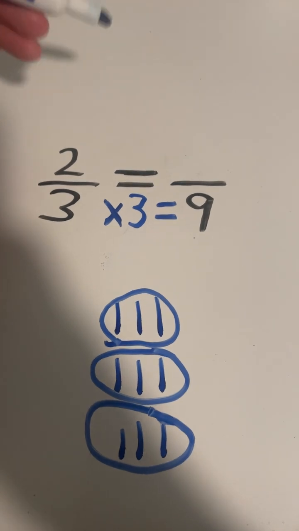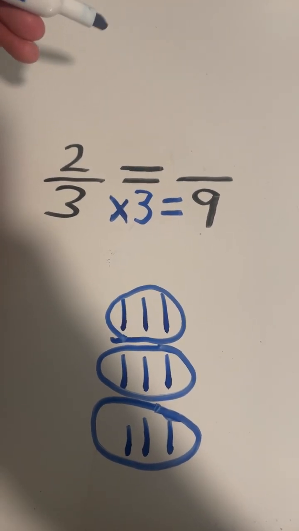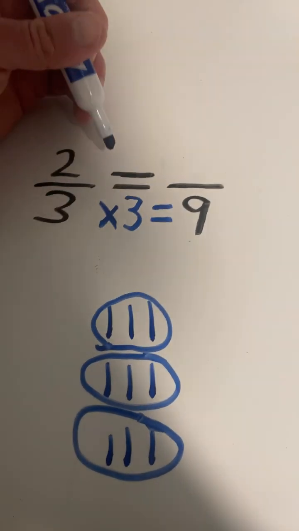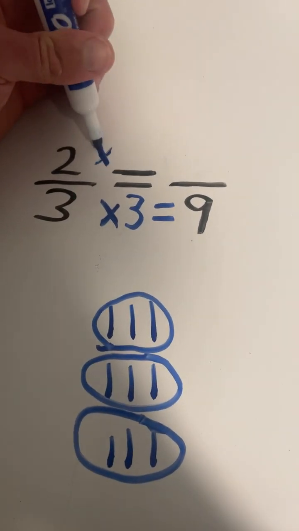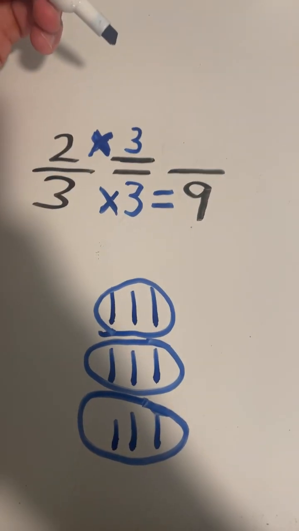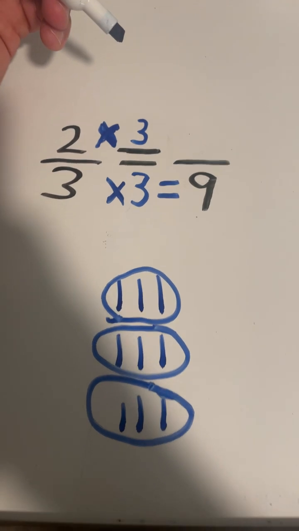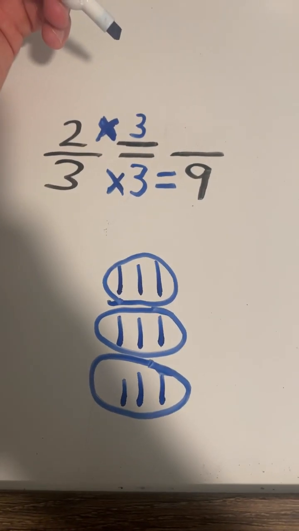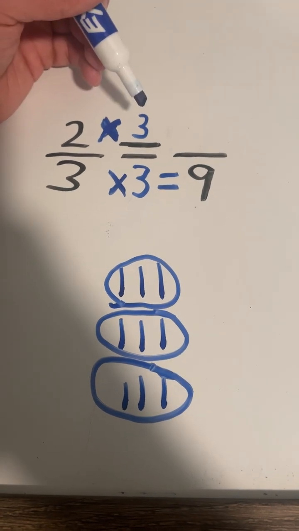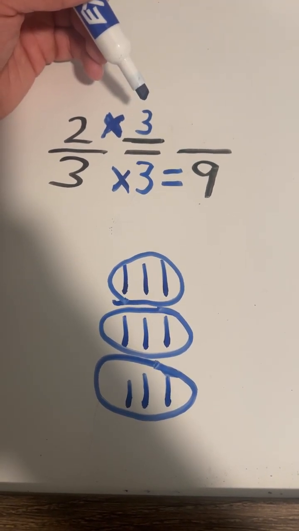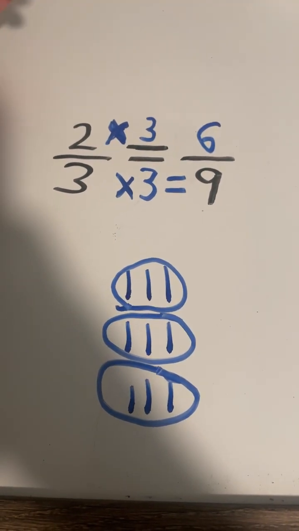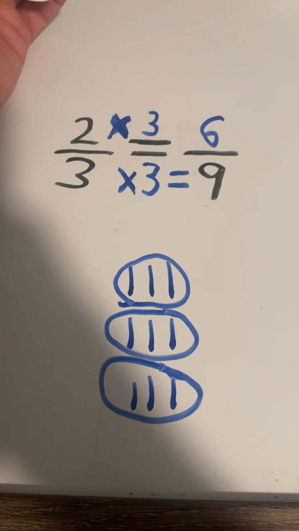Now, what we do to the denominator, we have to do to the numerator. So since we multiplied 3 times 3 to get 9, and the numerator is 2, we have to multiply 2 times 3 to figure out what the top number in the numerator would be and to find our equivalent fraction. So 2 times 3 would equal 6. So we now have our final answer. 2/3 would be equivalent to 6/9.